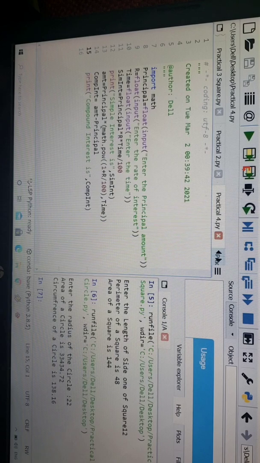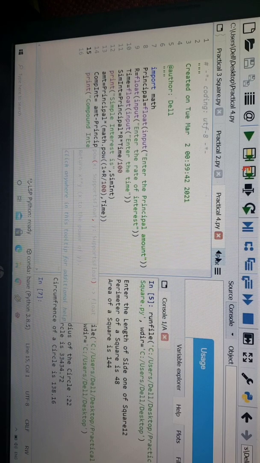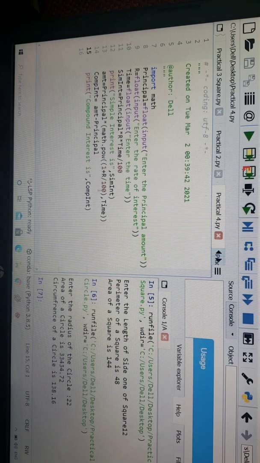Next is to calculate the compound interest. First I need this amount, so I'm calculating the amount. Principal into math dot power, because we need the power function for calculating this compound interest. 1 plus r by 100 multiply by time. So according to that the amount will be calculated, and then to get the compound interest, we can simply do this amount minus principal, and then we will get compound interest.